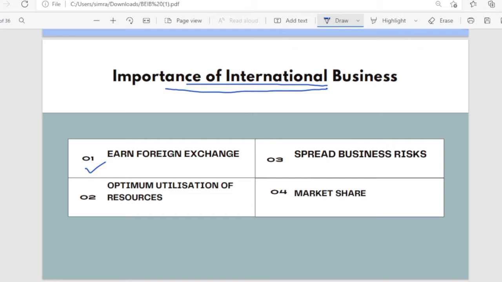Yes. So we'll earn foreign currency whenever we are going to export our goods, our products. When we are doing business internationally, when we'll be exporting our goods, our products, we are going to earn foreign currency. So this is one of the importance of international business, because we are going to earn some foreign currency. This is going to help us grow, help our country grow as well.